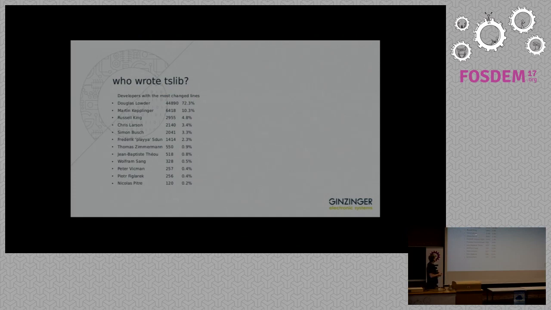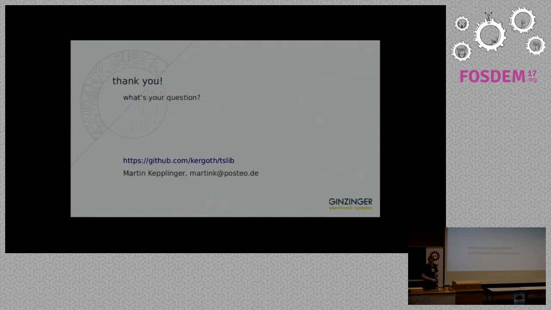And after his initial commit, Douglas Lauder took over, then Chris Larsen, I think. Does anybody know if Chris Larsen is here at FOSDEM? I was wondering, but I didn't see him. He was maintaining the project before I took over. He did a really good job. The project is in a really good state. And that's basically the overview of tslib.